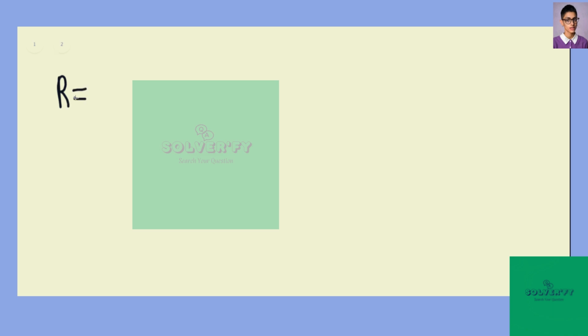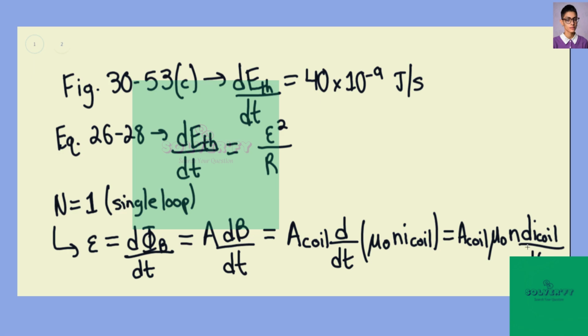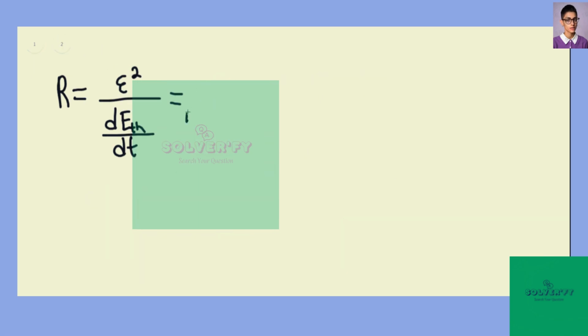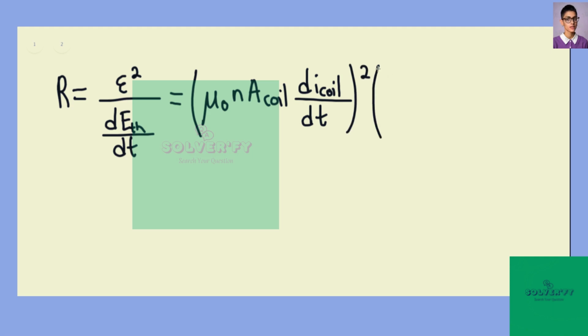The resistance would then be equal to the EMF squared divided by the change in thermal energy with respect to time. This is simply equal to mu naught times N times A, the area of the coil, times the change in the current of the coil with respect to time. This quantity is squared and multiplied by the change in the thermal energy with respect to time to the negative first.